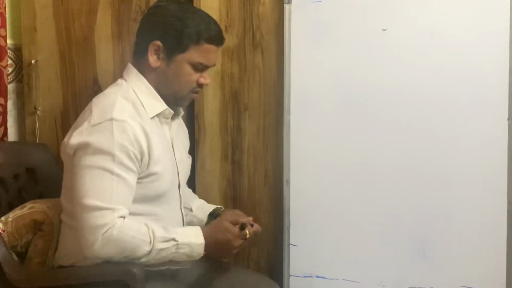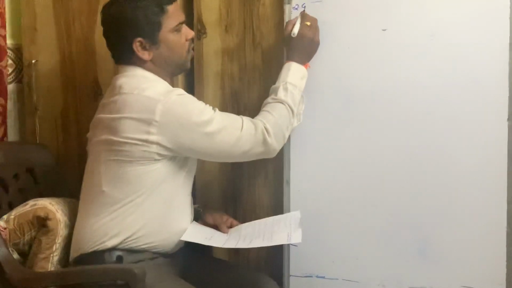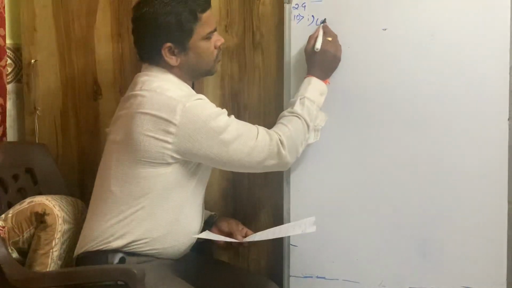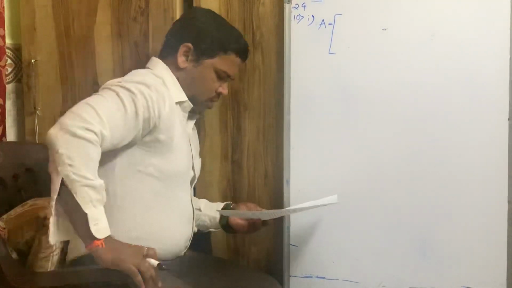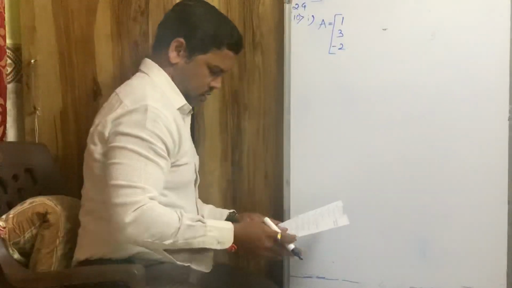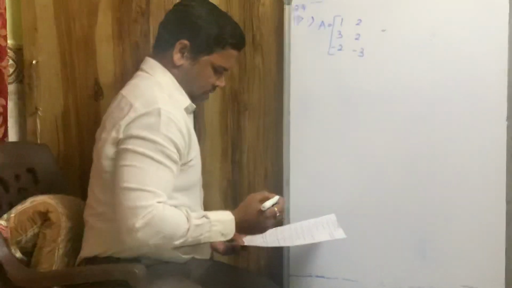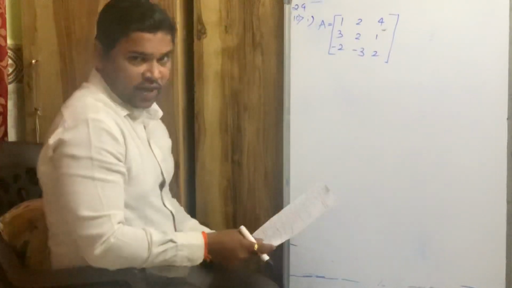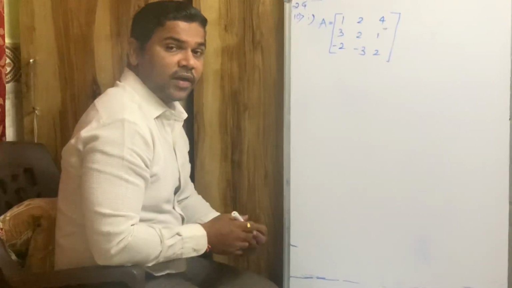Very simple question given. Let's try from exercise 2.4, question number 10, sub-question number 1. They have given matrix A. A is given as: first column 1, 3, minus 2; second column 2, 2, minus 3; and the third column is 4, 1, 2. This is matrix A. We have to show that A plus A transpose is symmetric and A minus A transpose is skew-symmetric.